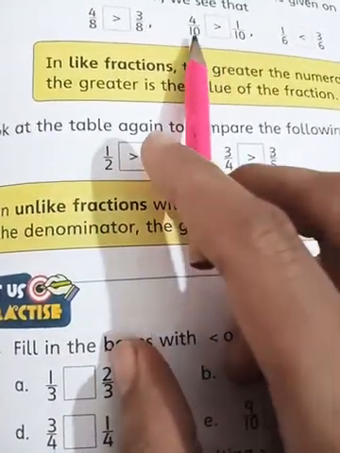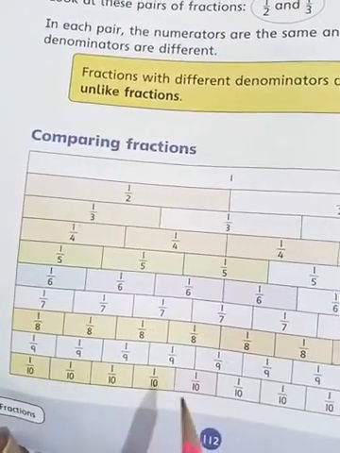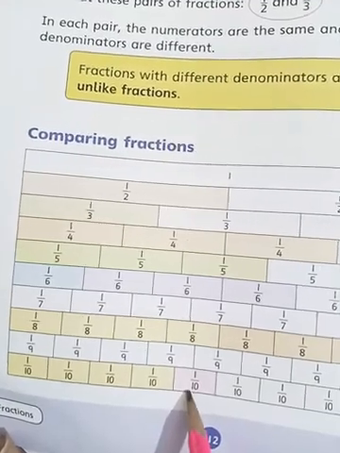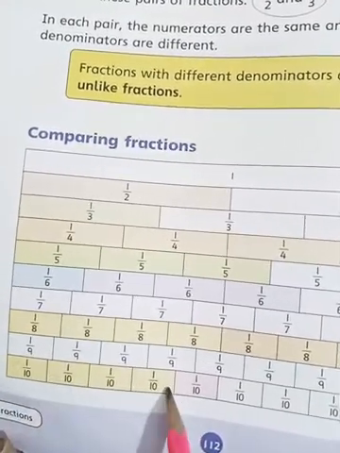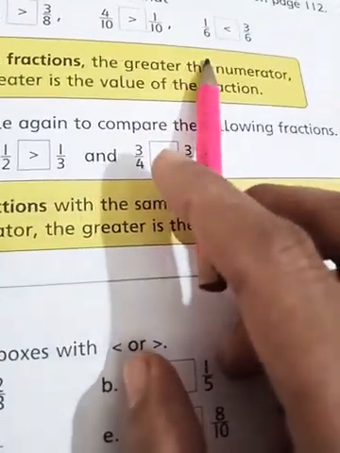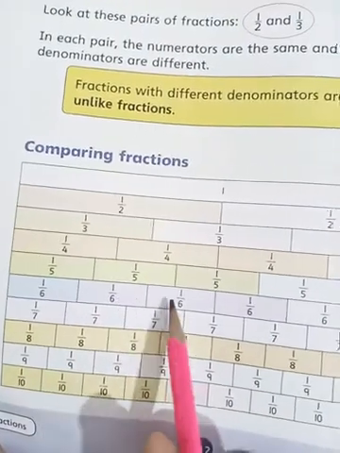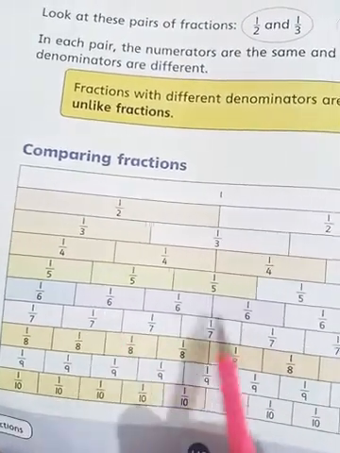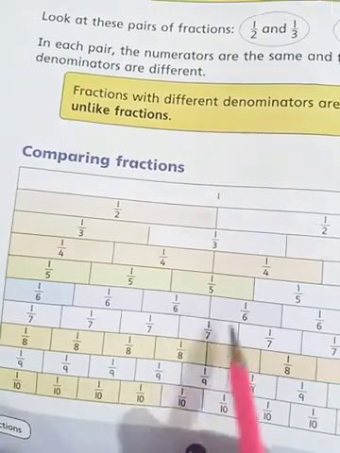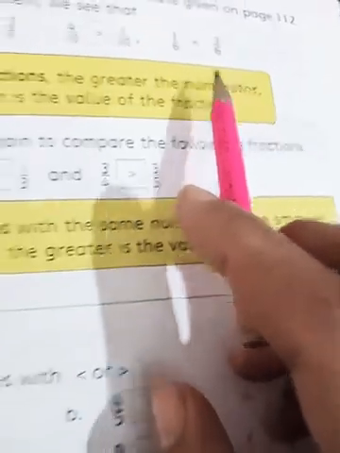Now see the other, 4 upon 10 and 1 upon 10. Compare 4 upon 10 and 1 upon 10. Now which one is greater? 4 upon 10 is greater than 1 upon 10, right? Now 1 upon 6 and 3 upon 6. This is 1 upon 6 and this is 1, 2, 3 upon 6. Now which one is greater? Again 3 upon 6 is greater and 1 upon 6 is lesser. So they have written 1 upon 6 is lesser than 3 upon 6.